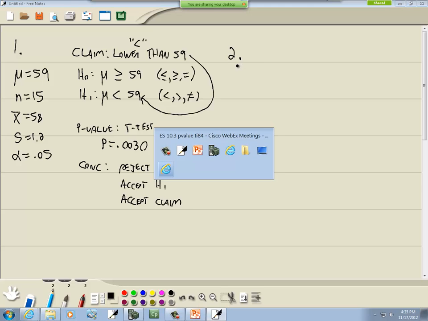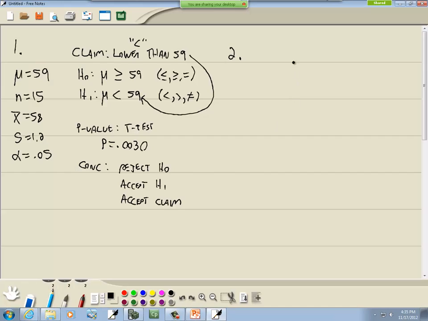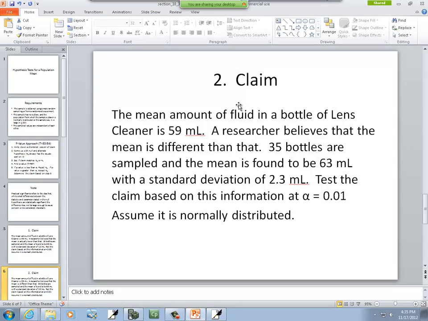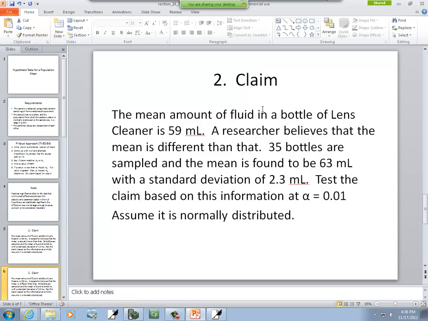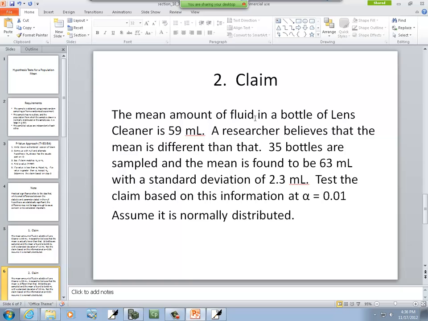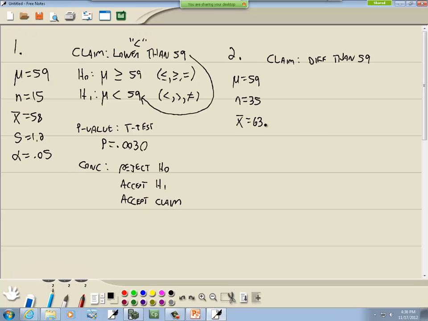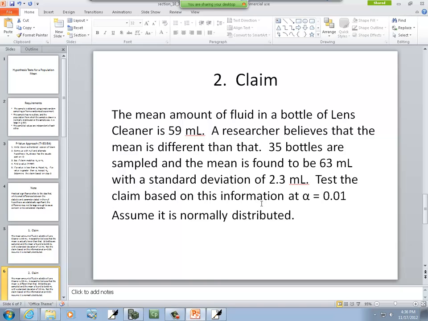Okay, let's look at our next problem. The mean amount of fluid in the bottom of a lens cleaner is 59. So that's telling us mu is 59 again. A researcher believes that the mean is different than that. Sounds like our claim: different than 59. 35 bottles are sampled, so that's our N. So N is 35. And the mean is found to be 63, so X bar is 63, with a standard deviation of 2.3. So S is 2.3. These are sample values, X bar and S, because they're referring to the 35. Test the claim based on this information with alpha equal to 1%.